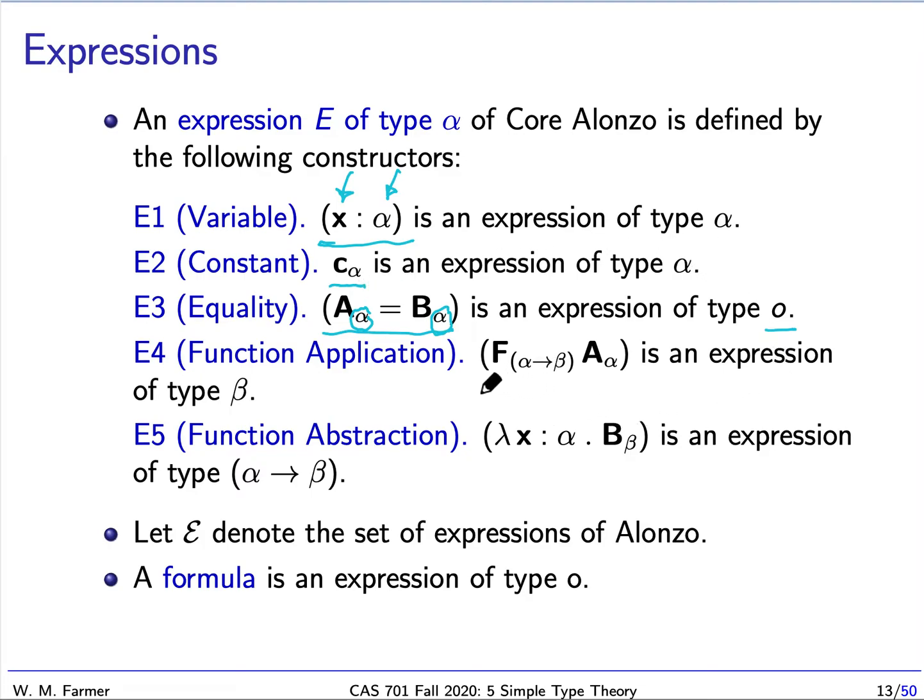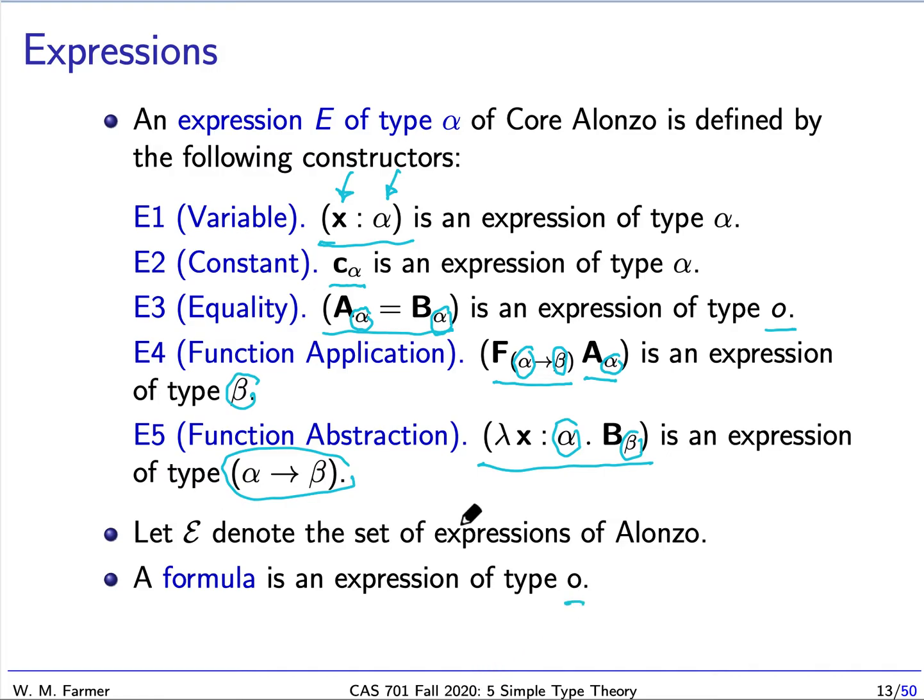Now a function application looks like this. We have a function. Something represents a function, something represents its arguments. Notice that these types match up. And this is an expression of type beta. Notice beta is this type right here. So that's what you would expect. Function abstraction looks like this. So basically it's going to denote a function that maps things of type alpha to expressions which are going to be of type beta. And so we have these types here, and the expression is of this type. And a formula is any expression of type omicron.